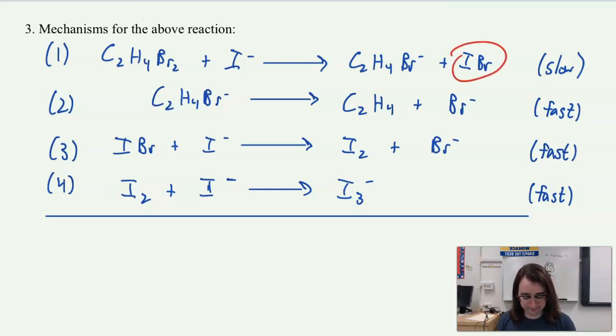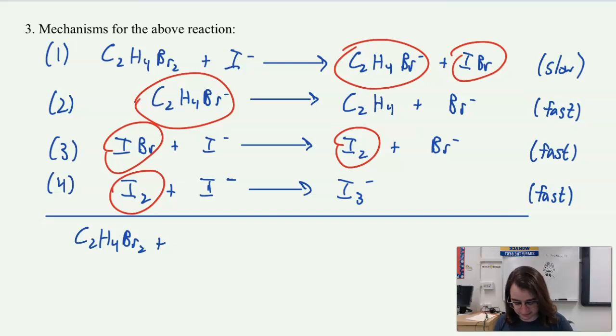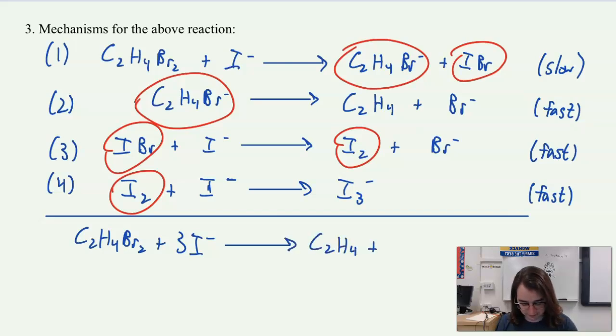So say, for example, IBr and IBr, those are the same on both sides. C2H4Br minus, C2H4Br minus, those are the same on both sides. What else? I2, oh, my circle got a little scratch there, and I2. Those are both the same on both sides. So now we're going to take everything that's left over and drop it down. C2H4Br2, 3 of those I minuses. Little arrow. Got the C2H4, 2 of those Brs, and 1 I minus.